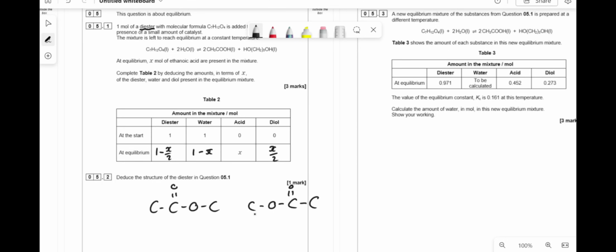So 1, 2, 3, 4, 5, 6, 7, because we've got all 7 there. And you just add in the hydrogens. So 1, 2, 3, H, H, H, H, H, H, H, H, H, H, H, H. And then just check it all adds up. So 1, 2, 3, 4, 5, 6, 7. 1, 2, 3, 4. That adds up. 1, 3, 5, 7, 9, 12. So there you go. That's how you do it.